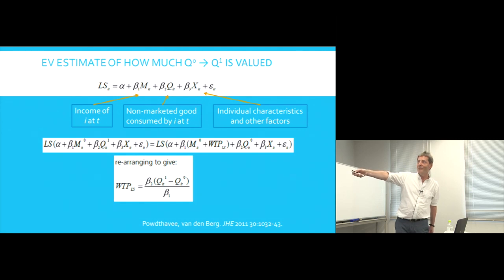Don't ask me why economists have always used M to measure income. It depends on Q. This could be some non-marketed good that you consume, and particularly in our case, it could be something to do with your health. And it could also depend on various individual characteristics, and then there's an error term. So life satisfaction is being explained basically by your income, the non-marketed good that we're interested in, which may be health or health-related, and then your individual characteristics.